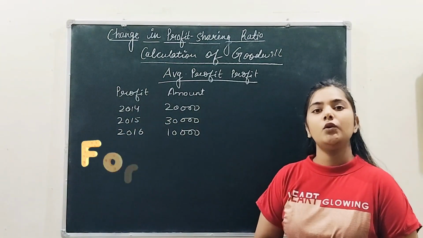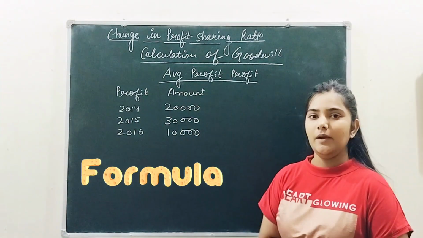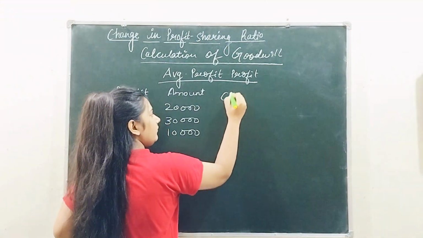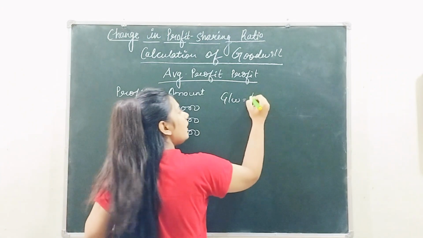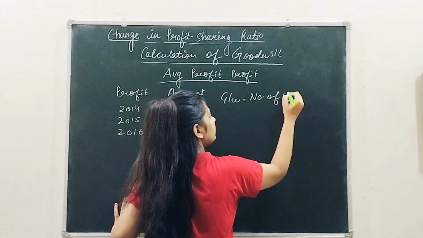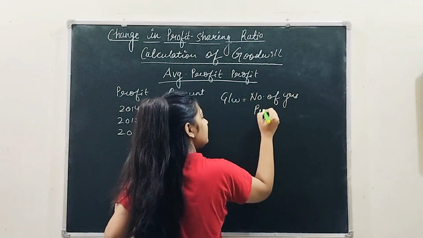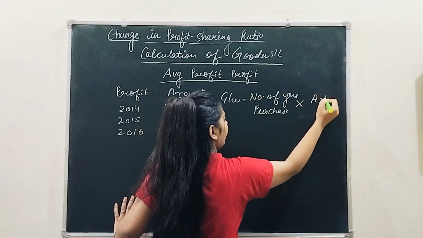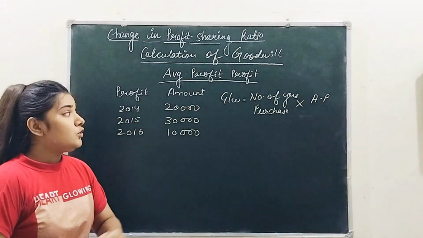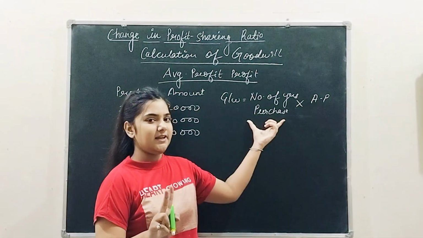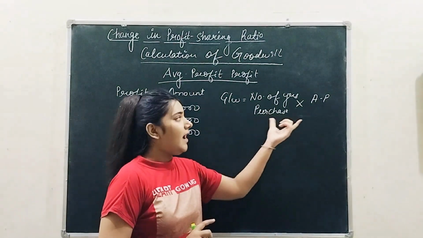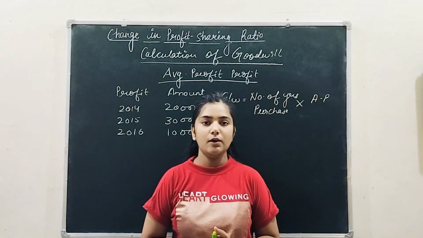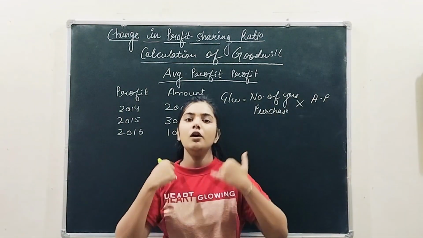Now firstly I am going to tell you the formula of this particular method. So what is the formula of this particular method? It is goodwill equals to number of years purchase into your average profit, right? So इस क्वेश्चन में आपको दो चीजें दिख रही हैं. The first one is your number of years and the second one is your average profit. तो आपके पास अगर ये दोनों चीजें होंगी, आप सिंपली अपने गुडविल की वैल्यू को निकाल लोगे.